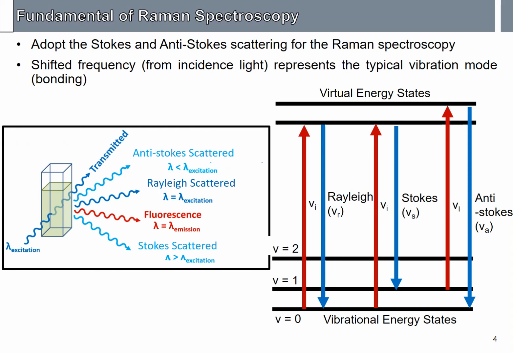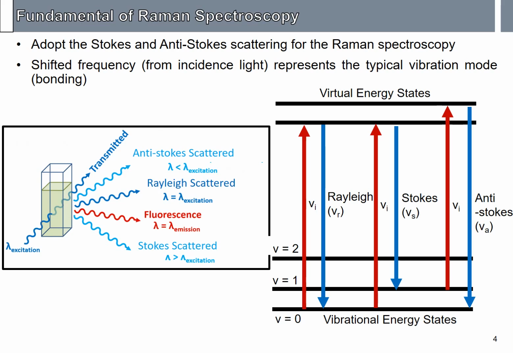When we introduce light to the sample, the light will scatter out or be transmitted. And as you can see in the left figure, the dark blue wave is the incident light, and it also represents the Rayleigh scattering, because Rayleigh scattering and the incident light have the same wavelength, because the energy is not changed.